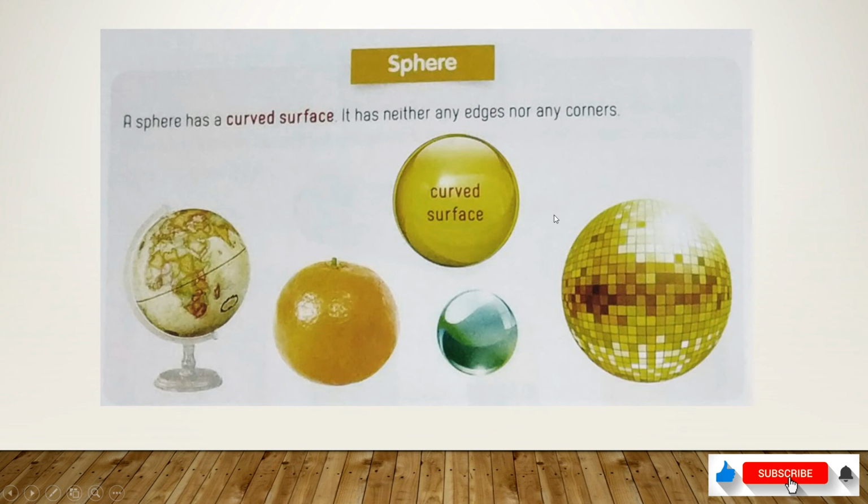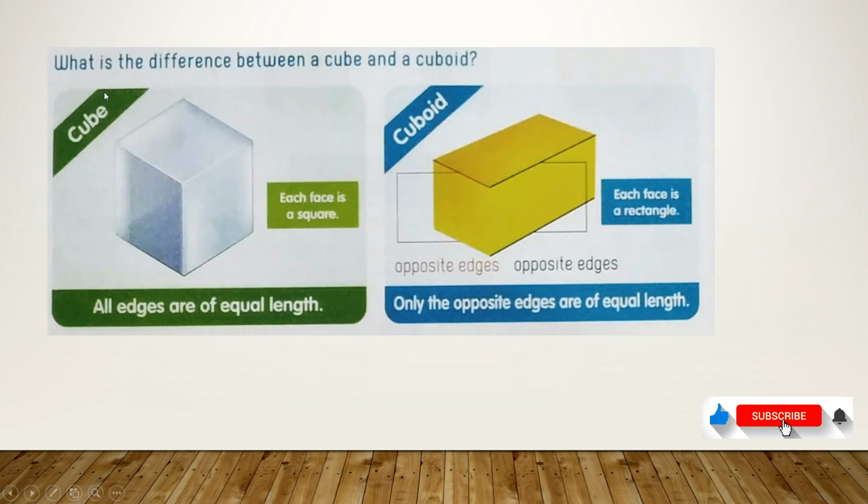Now we know all the shapes, and here we again see the difference between cube and cuboid. In a cube, each face is a square. In a cuboid, each face is a rectangle. So this is a rectangle and this is another rectangle. But here, this face is a square, and this face is also a square. So all faces are squares for a cube, but each face is a rectangle for a cuboid. This is the major difference.